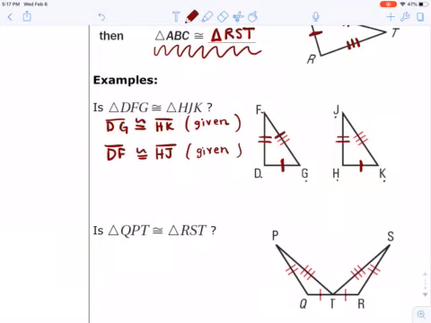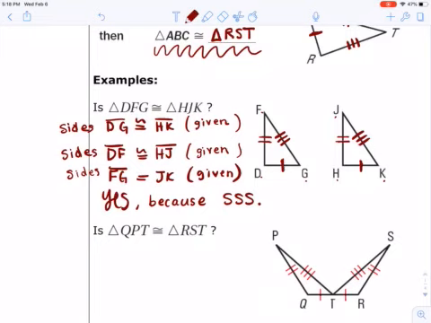So, are these triangles congruent? Well, this is a pair of sides. Here we have another pair of sides. And here we have another pair of sides that are congruent. So the postulate above, the side, side, side congruence postulate, would say, yes, those triangles are congruent. Why? Because of the side, side, side postulate.